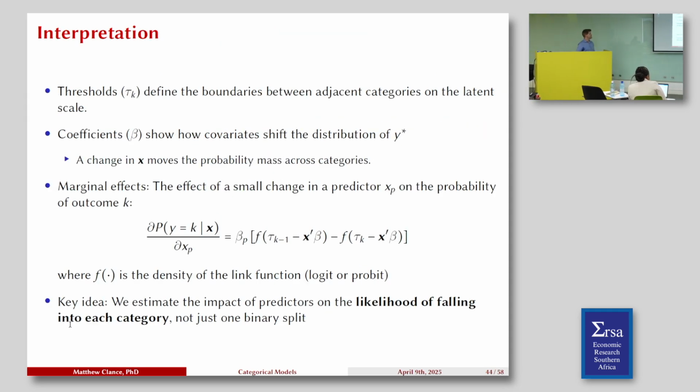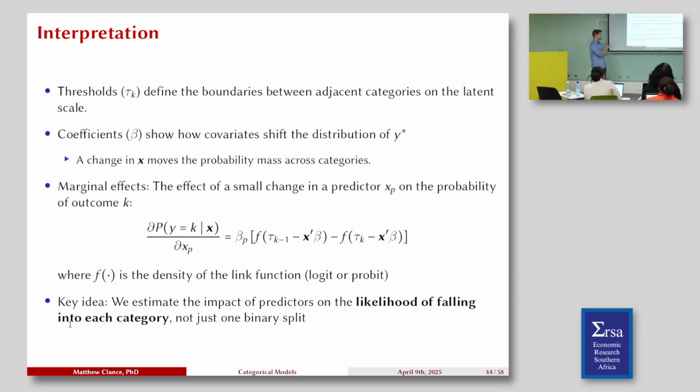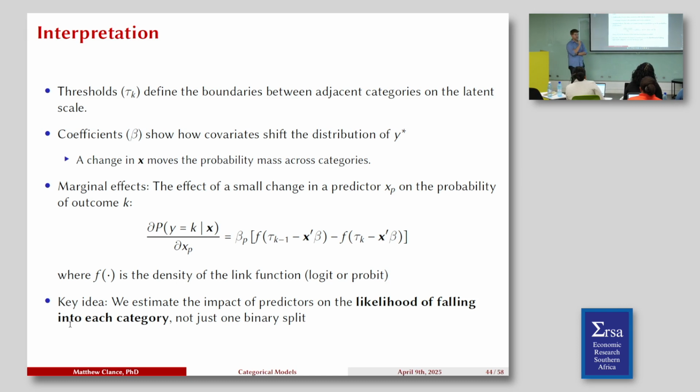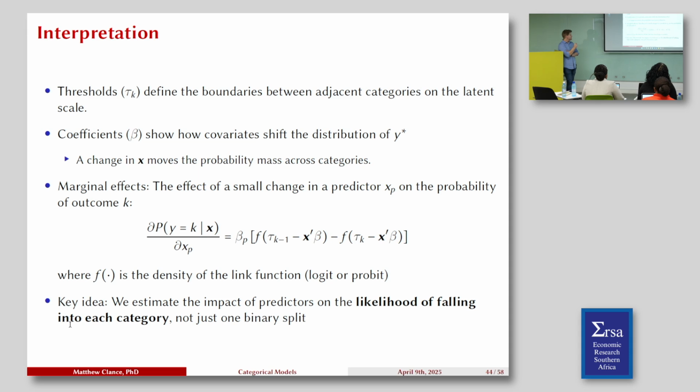When it comes to interpretation, each of these thresholds defines the boundary between going from one category to the next, or in this case, going up in terms of your ordered categories. Okay, the coefficients, the betas, show how the covariates shift the distribution with respect to the continuous or latent variable. So a change in x moves the probability mass across those categories.